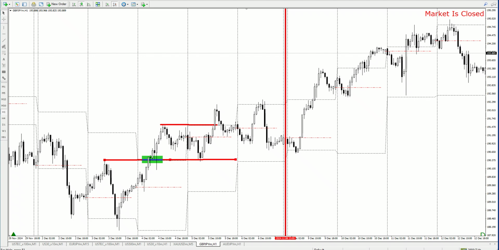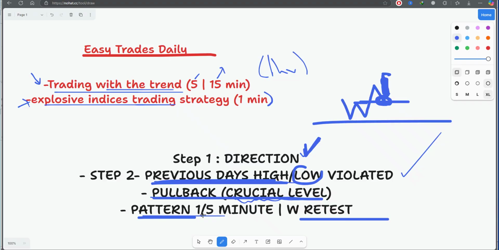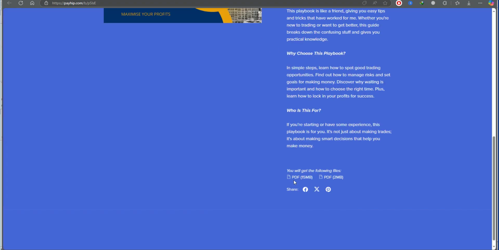What did we say? Here are our rules. These are our rules. I think, guys, I've given you a lot, because in my playbook, you can see. Let me show you the playbook. You see in this playbook, I gave you two strategies. I gave you a strategy for explosive moves. This is the PDF. And I gave you a strategy for currencies. This is the PDF. So you have these strategies, okay?